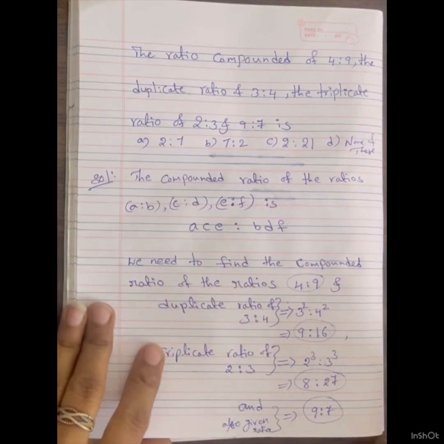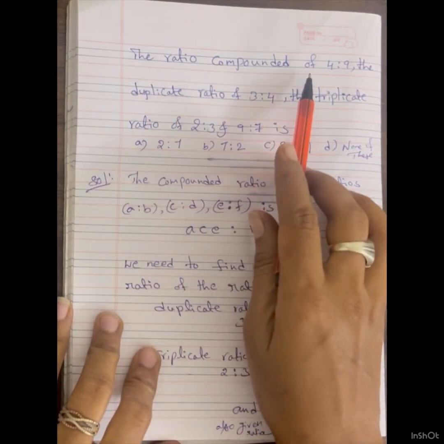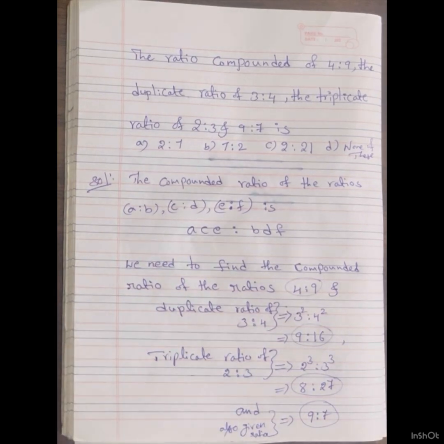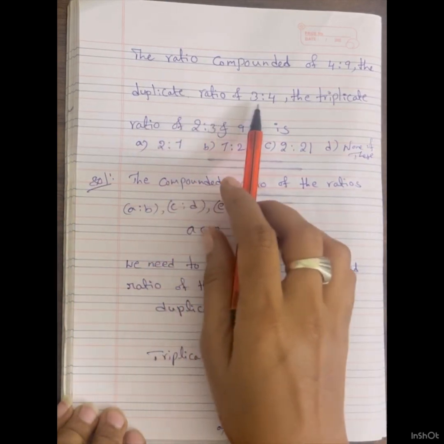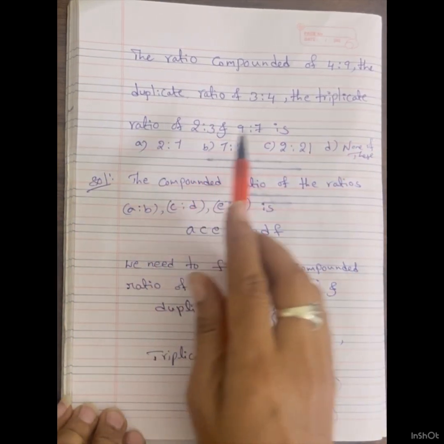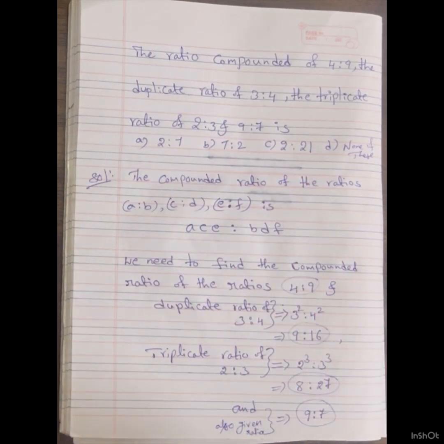So, Mahavir asked one question. Coming to the question: the ratio compounded of 4 is to 9, the duplicate ratio of 3 is to 4, the triplicate ratio of 2 is to 3, and 9 is to 7. Here we need to find out the compounded ratio of 4 ratios.